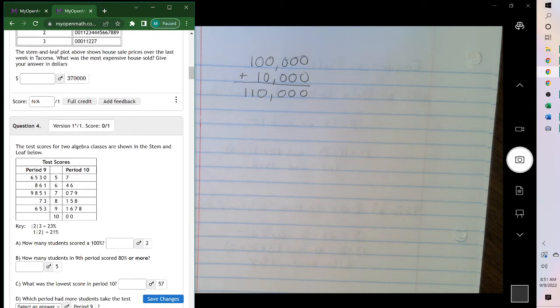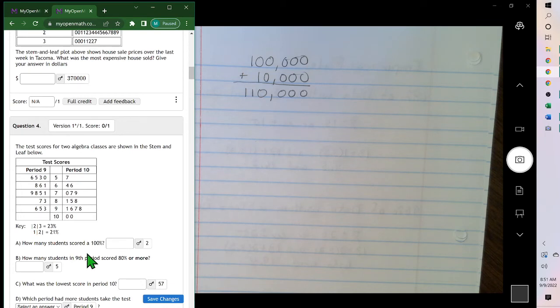Test scores for 2 algebra classes are shown in the stem and leaf plot. And they're showing you here the key. The number in the middle, so it's 2, 3 would be 23% if you're going this way. So like this first one is 57%. Now when you're going the other way, it's 21%. So over here, the lowest score was a 50%. And period 10 was 57%.